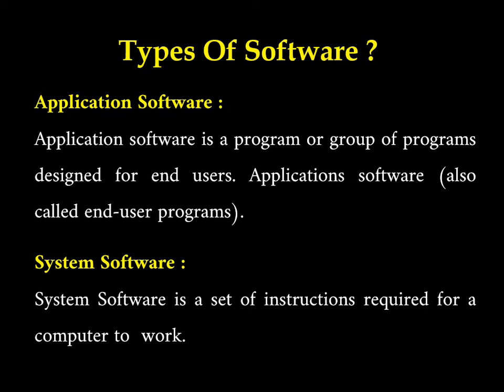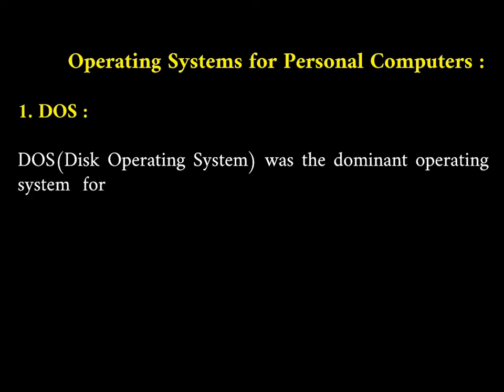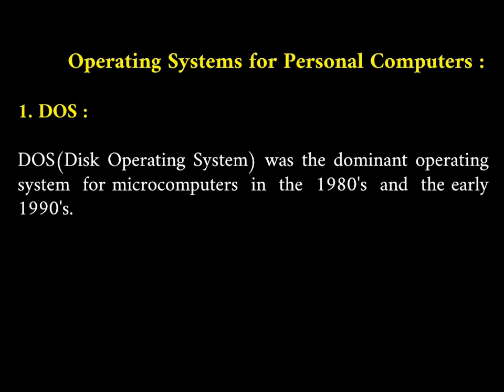So my dear students, you have to make a list of open source software as well as closed source software. Now we are going to see the operating systems for personal computers, that means PCs, which operating systems we use. So let's start. The first operating system we used in earlier days is DOS. What is the full form of DOS? The full form of DOS is Disk Operating System. This operating system was dominant for microcomputers in the 1980s and the early 1990s.